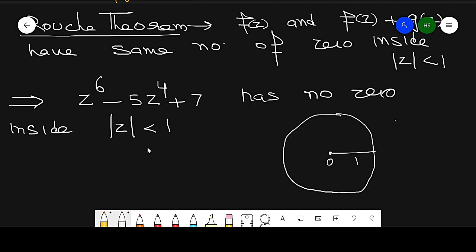In this way, we can find the number of zeros of any polynomial, how many zeros it has inside the circle or not. There are a lot of examples we will discuss in the next lecture. So now in the next lecture we will discuss the fundamental theorem of algebra.